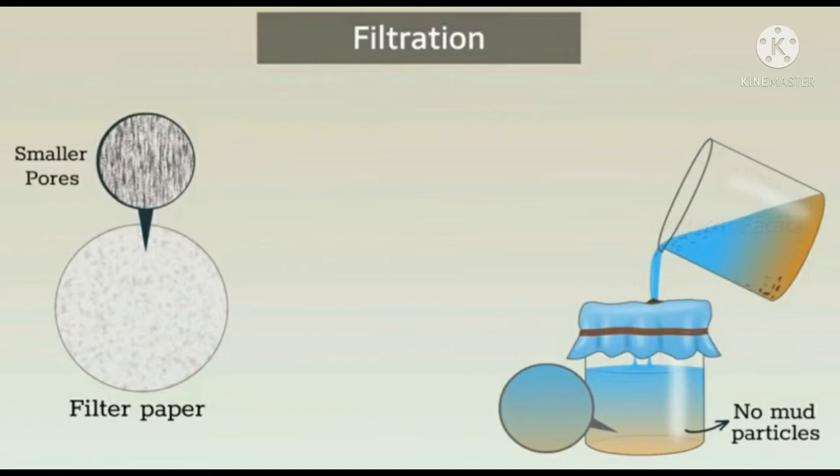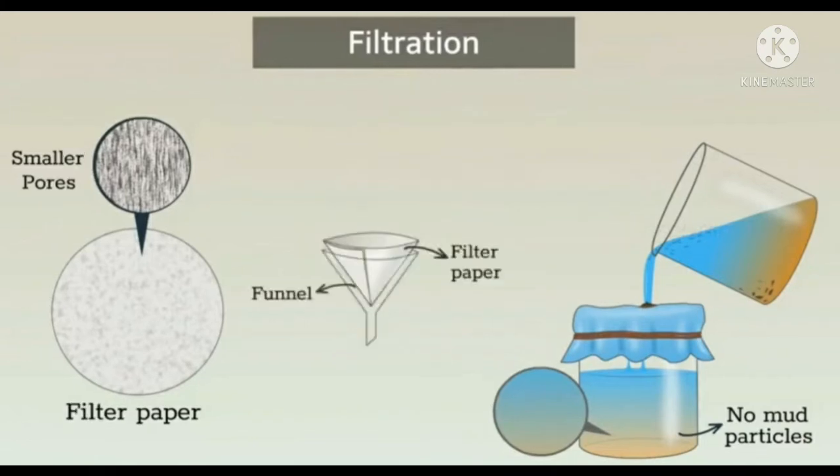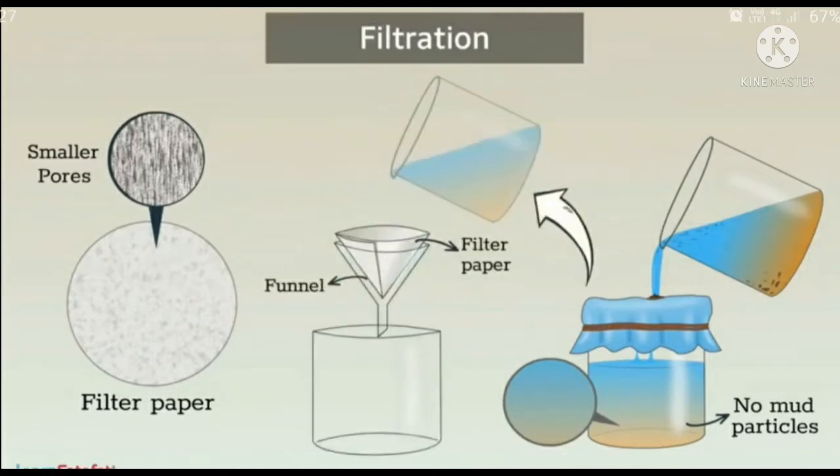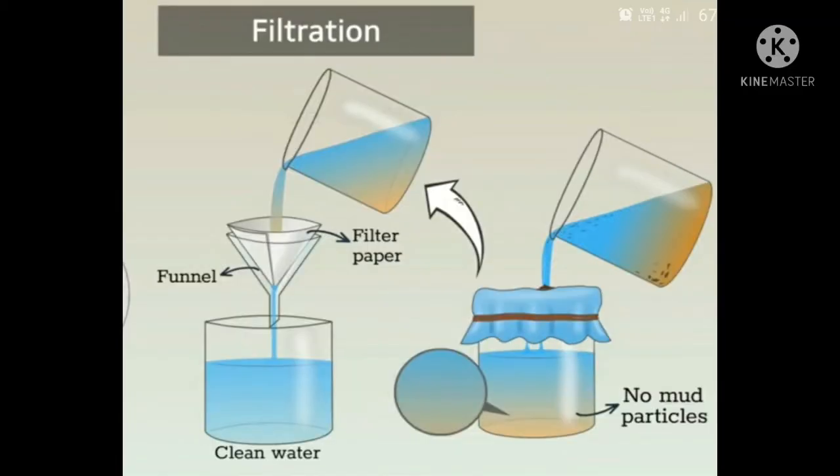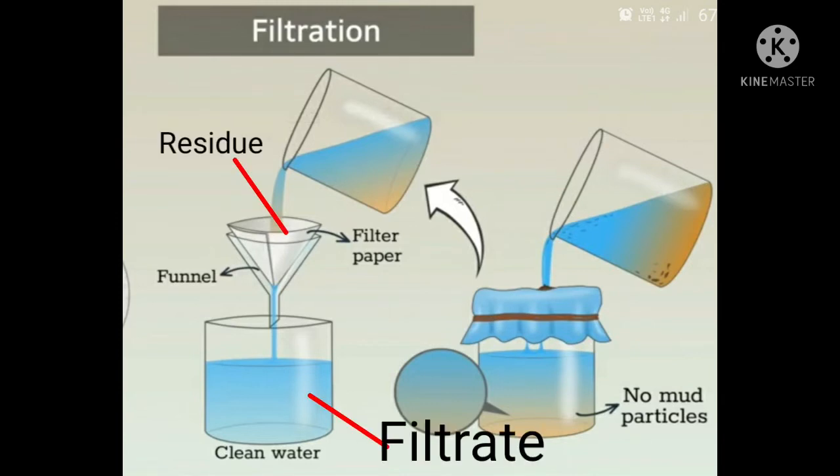Filter paper has finer pores. This filter paper is folded into a cone and fitted in the funnel. The muddy water is passed through it, and the impurities remain on the filter paper and we get clear water in the beaker. The impurities that remain on the filter paper are called residue, and the clear water that we get in the beaker is called filtrate.